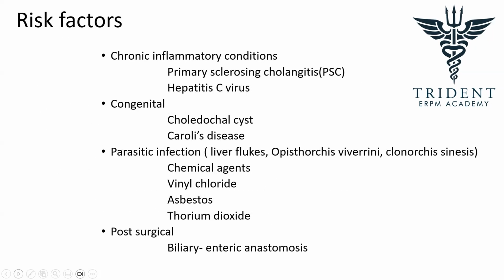Risk factors are chronic inflammatory conditions such as primary sclerosing cholangitis and hepatitis C viral infection. There are congenital cases such as choledochal cyst and Caroli's disease. Parasitic infection also contributes to cholangiocarcinomas, like liver flukes. Chemical agents such as vinyl chloride, asbestosis, and thorium dioxide also contribute. And post-surgical causes are very rare. So biliary enteric anastomosis is one of the causes.